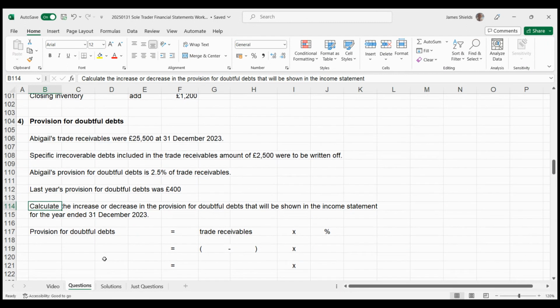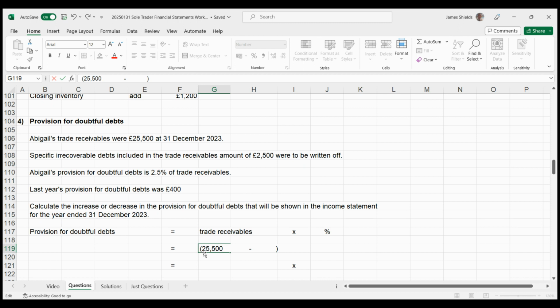So provision for doubtful debts then. It's going to be our trade receivables less our specific irrecoverable debts. So it's going to be the £25,500, take away the specific ones, and they were £2,500. Now, if there were no specific irrecoverable debts, then we would not be deducting anything. We just take the straight figure of the £25,500. But here we're told in the question there's specific debts that need to be excluded. And the percentage here is 2.5%. Now the percentage will be based on what's happened in the past. So how much of their trade receivables in general and in previous years did they not receive?